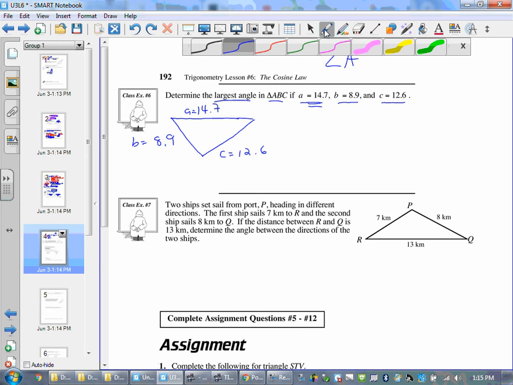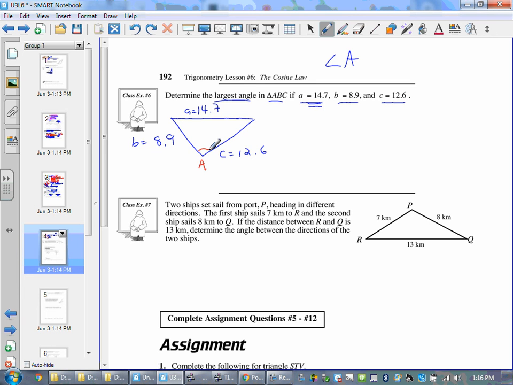Okay, so think about this. If here is my angle, it's pretty small. Look at this side length between my hands. Pretty small. As the side length between my hands gets bigger, what happens to the angle I'm making with my arms? It's getting bigger. Does that make sense why we're looking for this angle here? It's right across from the biggest side. So hopefully that makes sense. Determine the largest angle.